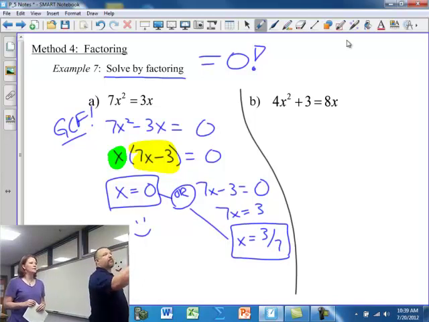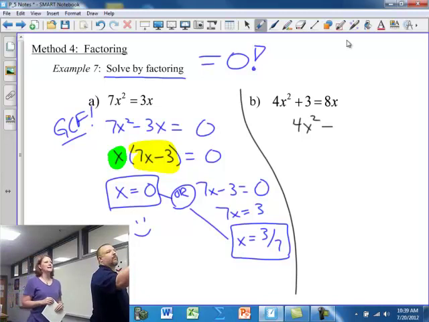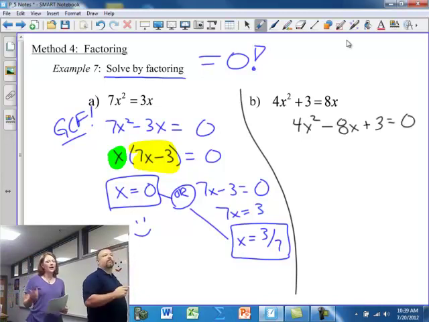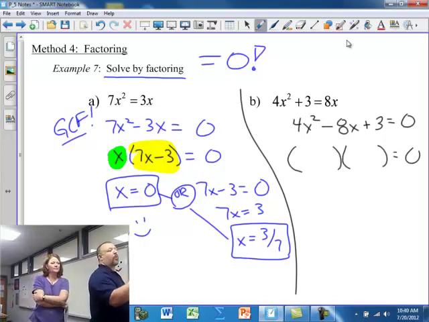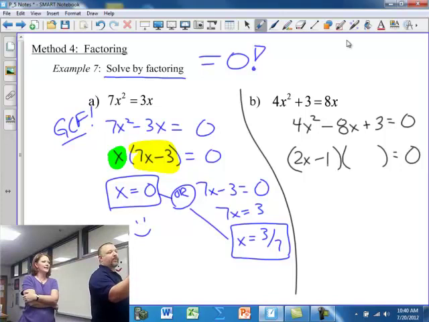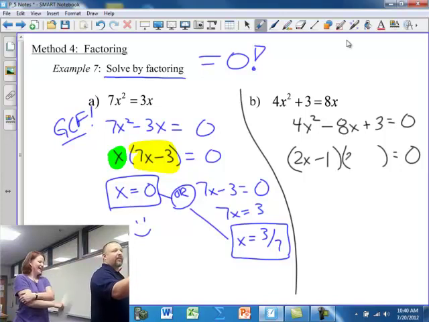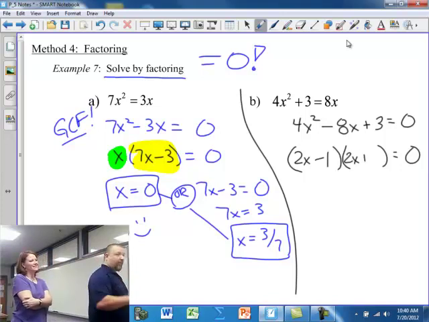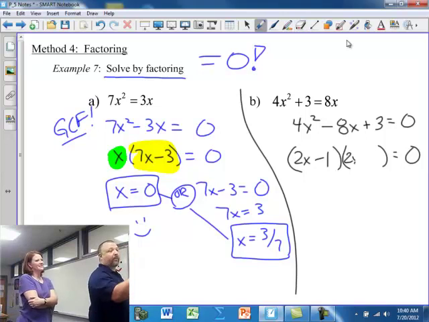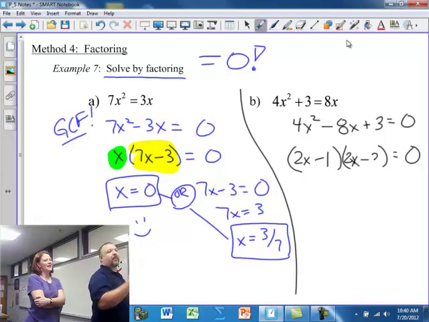Okay, letter B, a little bit different. It equals 8x, so we're going to have to, again, make it equal to 0. 4x squared minus 8x plus 3 equals 0. And again, you can go ahead and do your box if you need to, but you're going to get 2x minus 1. We're not going to go through this because we just had a video on how to do this. And 2x minus 3.